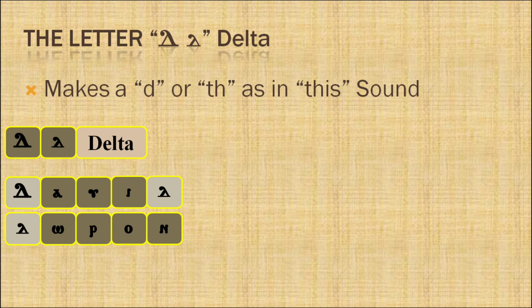Okay, so the next letter we're going to learn is delta, and this one could either be D, like do or whatever, or the TH that's in this, where you have to stick your tongue out a little bit when you're saying it. Okay? Those are your two options.